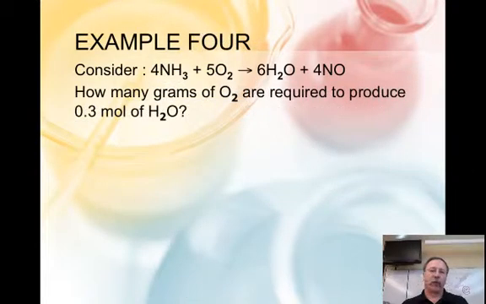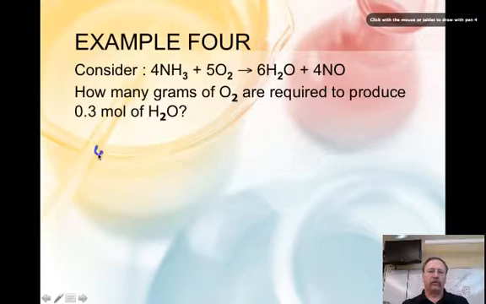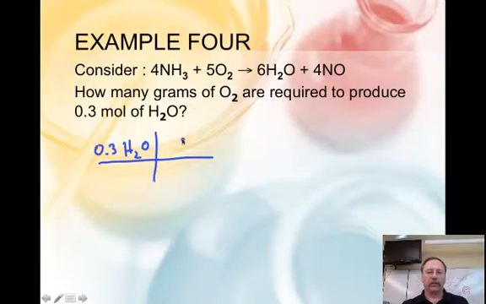Example 4. Same problem: 4 NH3 plus 5 O2 produces 6 H2O and 4 NO. Now how many grams of oxygen are required to produce 0.3 moles of H2O? Okay, we know we have 0.3 moles of water. We're going to put this like this.